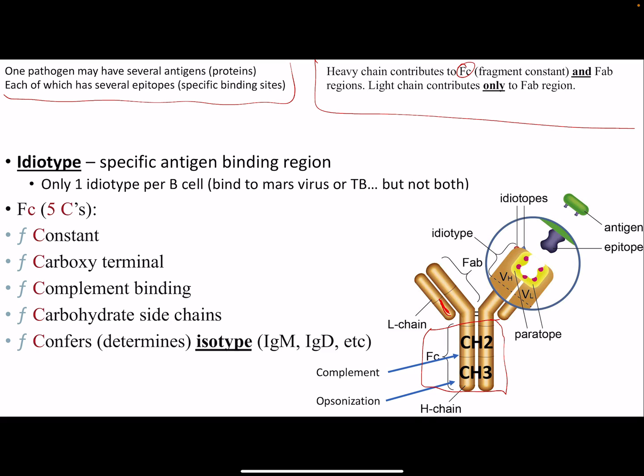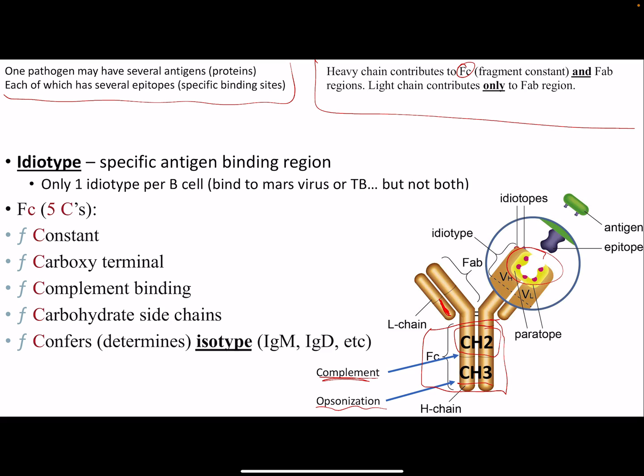The Fc is going to be what's interacting with the complement, specifically this central portion, the CH2, constant heavy 2, and then constant heavy 3 is going to be the handle. The light chain is not contributing. Only the heavy chains are contributing to that. The idiotype is just the specific. We have an idiotype for tuberculosis and an idiotype for the Mars virus. But it's just really the specificity.